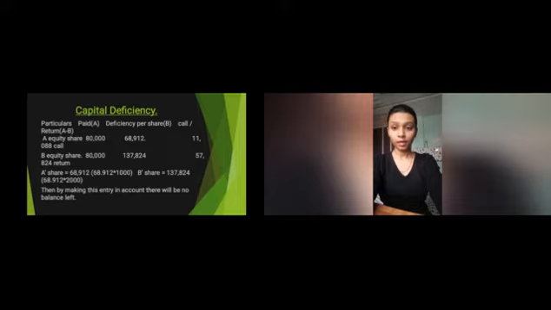So for A equity shares, 80,000 minus capital deficiency per share 68,912, we get 11,088. Same for B: the A share is equal to 68,912 and the B share is 1,37,824. Then by making this entry in the account, there will be no balance left.